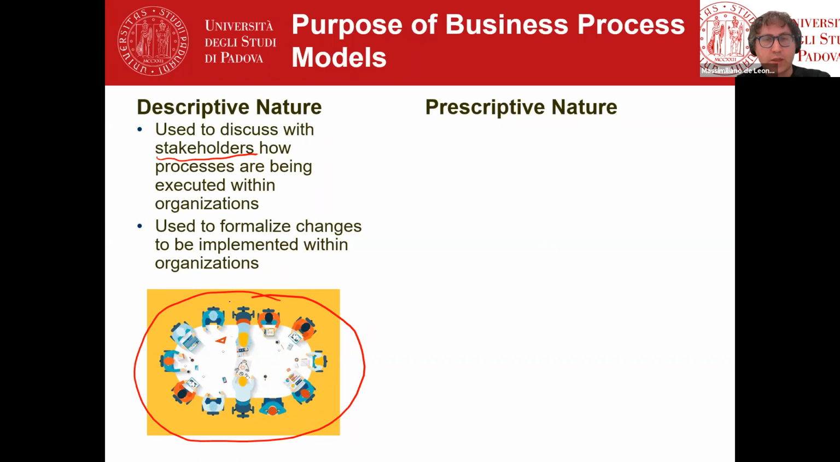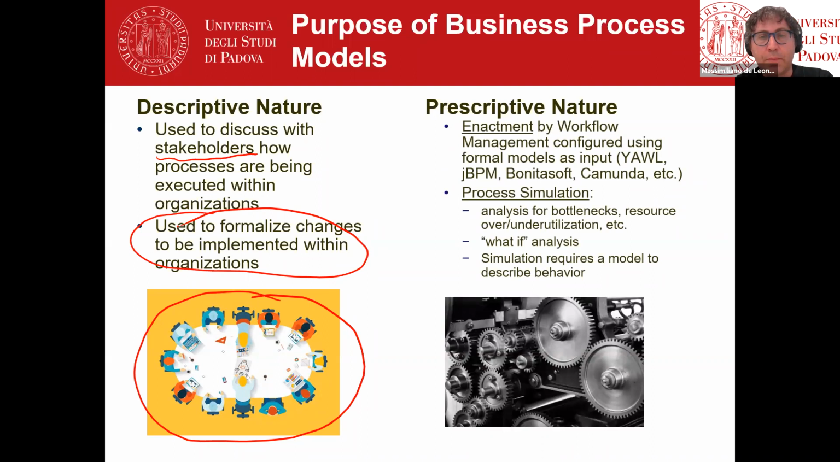This can also be used to formalize how later the process can be implemented within the organization. Models, however, also have a prescriptive nature. They are used, for example, as input for workflow management systems in order to enact those systems to work in accordance with the formal model that specifies how the process is supposed to be executed. There are several systems that do that, like YAWL, jBPM, Bonita Software, Camunda, and many more.